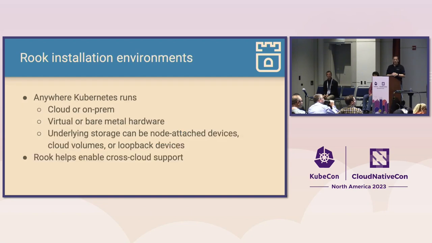Now, where can you run Rook? Anywhere Kubernetes runs, that's our goal to run storage. So whether you're in the cloud or on-prem, if you're on-prem, you have this need for storage, clearly. That's where we started the project. But users have even found in the cloud uses for Rook to have that consistent platform for various reasons. You can do it virtual or bare metal hardware. The underlying storage can also be node-attached devices or PVs from the cloud or loopback devices for testing. And then Rook really helps enable cross-cloud support, so to have that consistent data platform to run in your own data center or in any cloud.